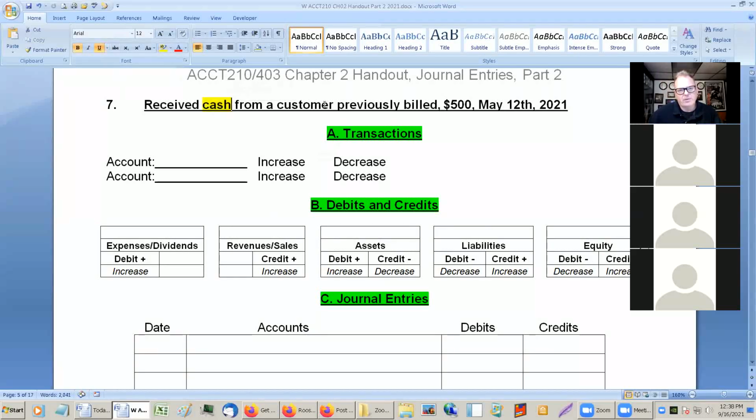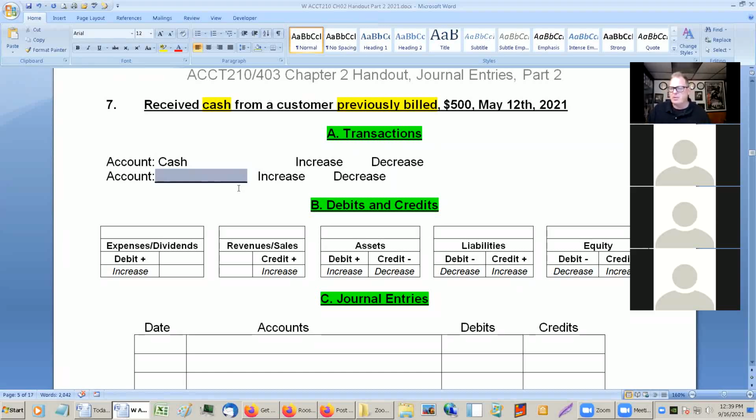Number 7: received cash from a customer previously billed. So we sent them a bill earlier for $500. Okay, so the question is, what two accounts do we need? Cash and accounts receivable. Perfect. So we're getting cash, and we billed them previously, so we set up an accounts receivable.